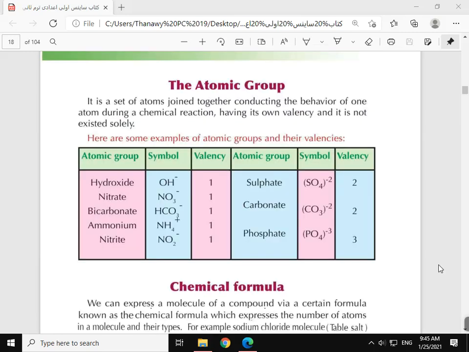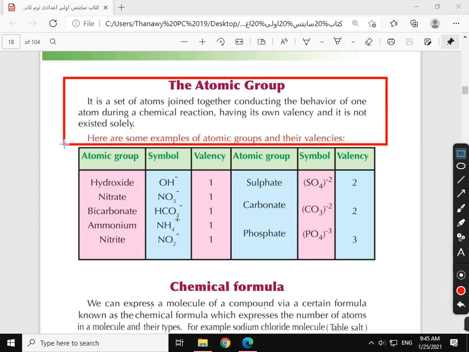Another point in our lesson, the atomic group. An atomic group is defined as a set of atoms joined together that have the behavior of one atom during a chemical reaction, having its own valency, and it does not exist lonely. Okay, it's a set of atoms joined together, having the behavior of one atom during the chemical reaction, and having its own valency.